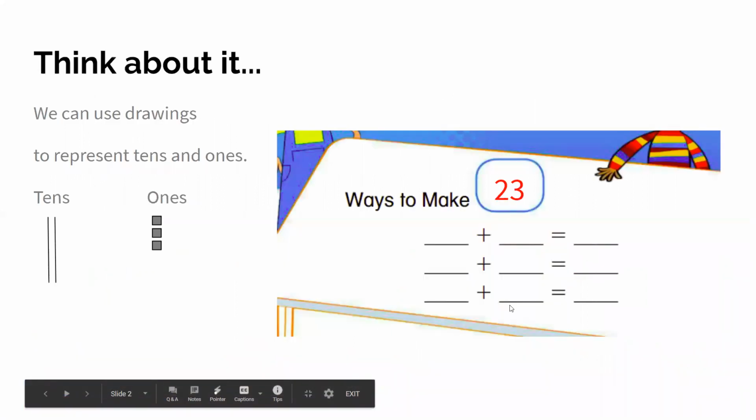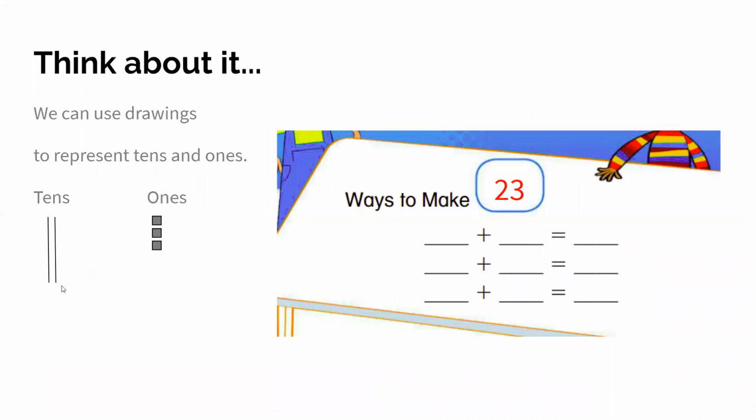I would suggest drawing pictures. I like to use just straight lines to represent the tens. One straight line represents a group of 10. So here you see two groups of 10. I like to use squares or small circles to represent just ones. And we can see that we've got 1, 2, 3 here. So this number that's being represented by the tens and ones that I've drawn is the number 23 that you see over here.